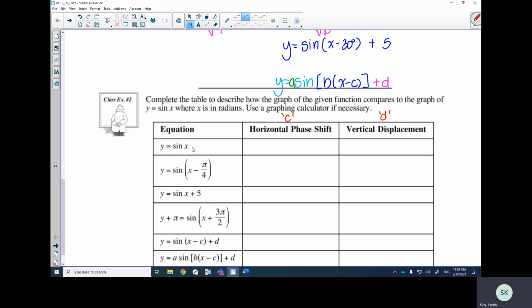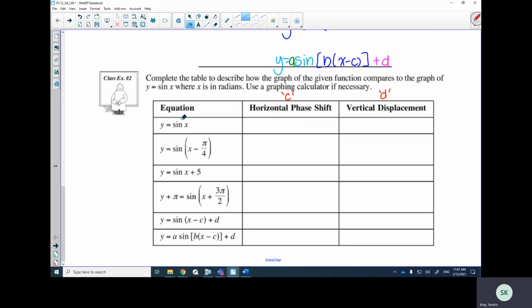So in this graph here, y is equal to sine of x, there is an invisible 0 there. So there's no vertical displacement. Within my x, there's no bracket showing me it's moving left or right, so there's no phase shift. Okay, this one, Cole, is this a C parameter or a D parameter? C. So what you would say is you'd write down C is equal to pi over 4.